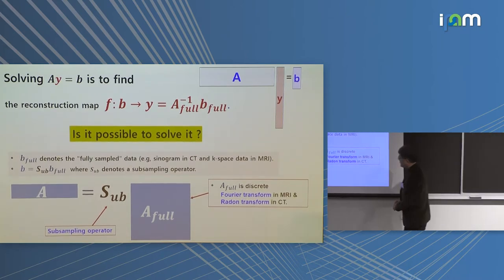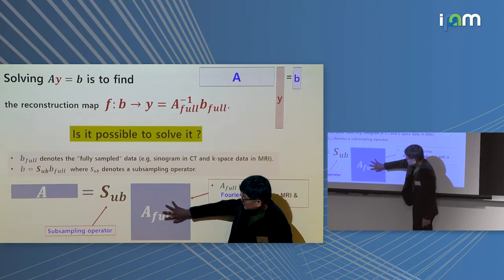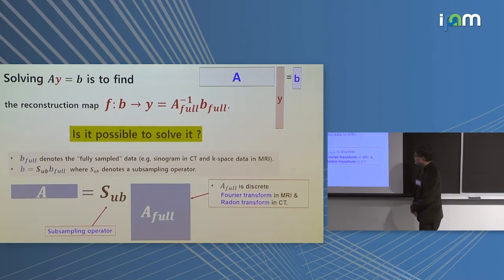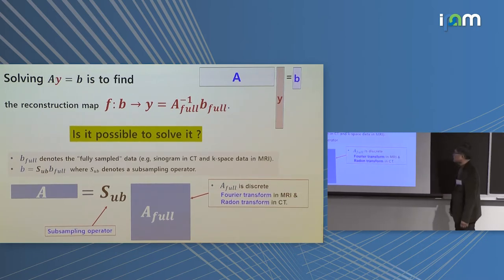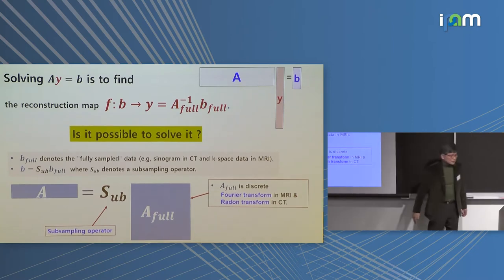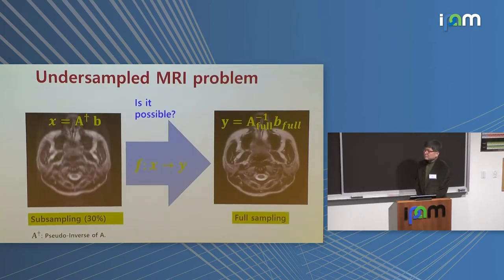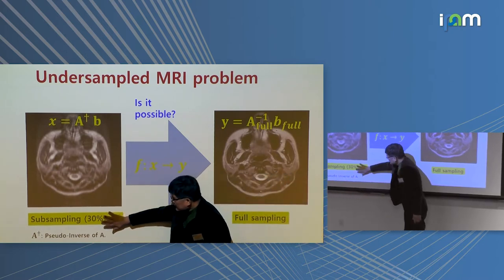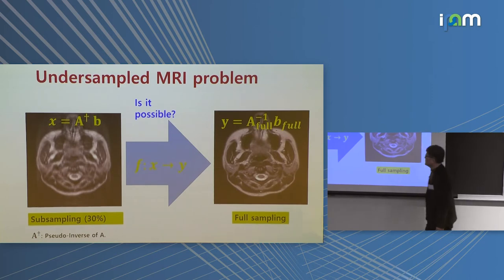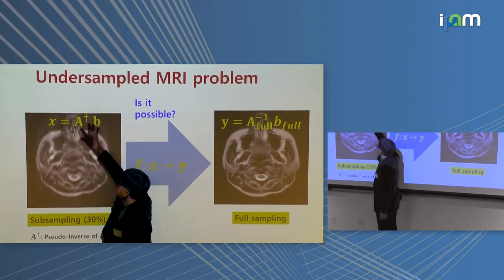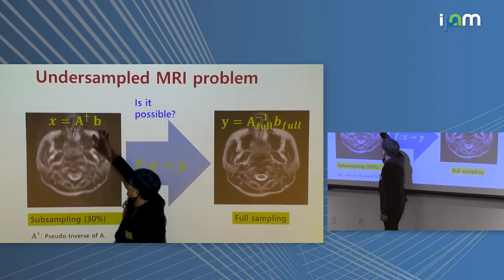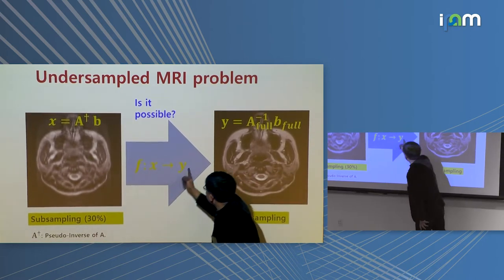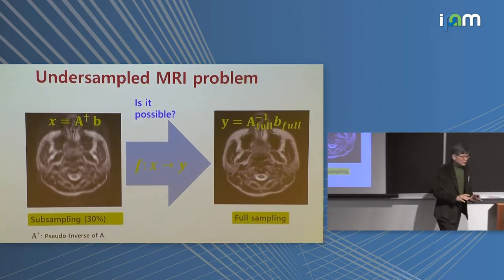That's the question. I use A_full as the matrix corresponding to full sampling, and this is the subsampling operator. Usually A_full is the discrete Fourier transform in MRI, and in CT it is the Radon transform. So I say again: in the undersampled MRI problem, using just 30% of the full sampling, this notation is the pseudo inverse, the minimum norm solution. The pseudo inverse of that gives this image. The goal is to find the map from this image to this fully sampled image. That's our goal. Is it possible?